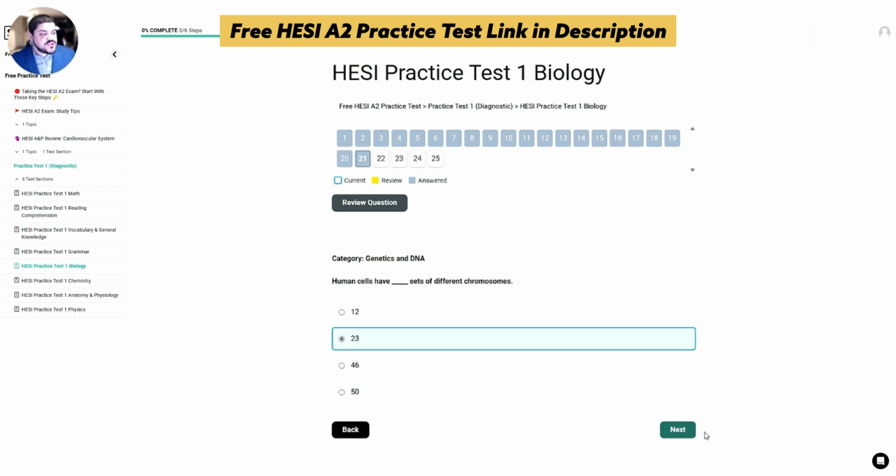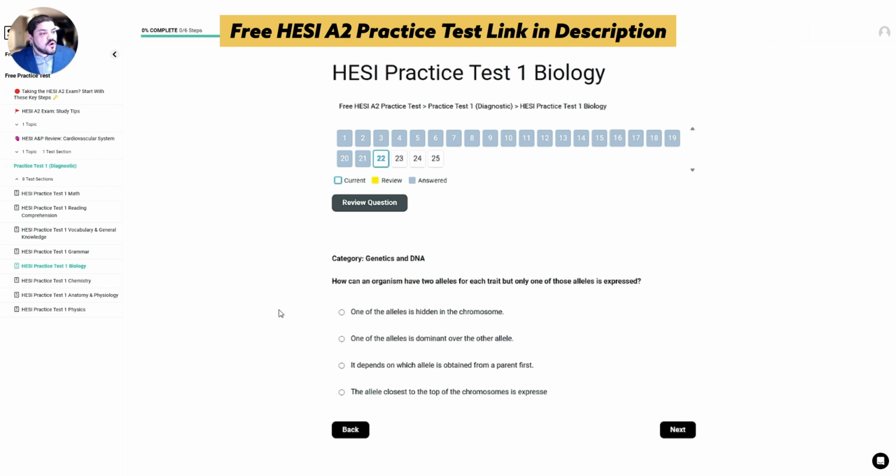All right, next question. How can an organism have two alleles for each trait, but only one of the alleles is expressed? One of the alleles is hidden in the chromosome. One of the alleles is dominant over the other allele. It depends on which allele is obtained from a parent first. The allele closest to the top of the chromosome is expressed.